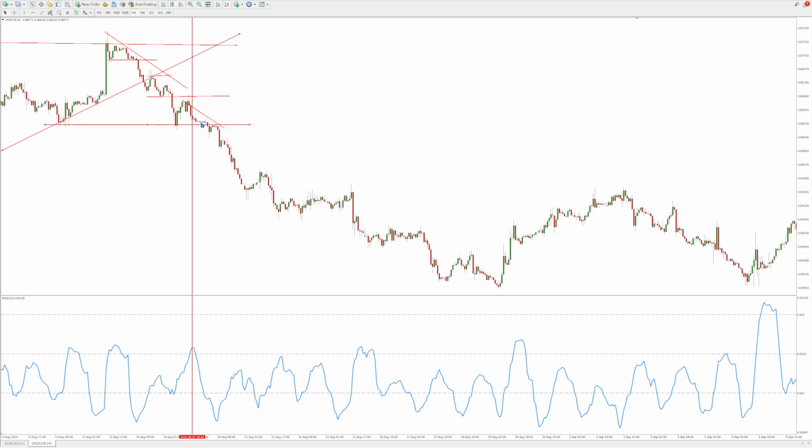Market's making lower highs. Okay, so this was a good entry. Still plenty of pips left in this move. Could have had a tight stop loss, just 10 pips above this high really, and over 200 pips profit potential.